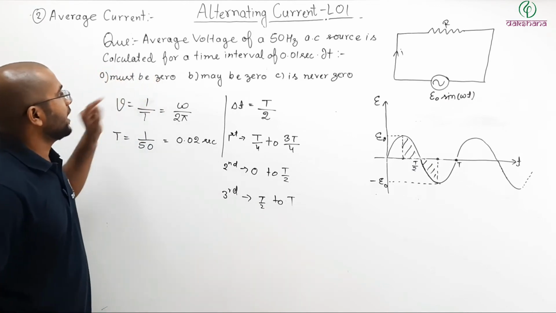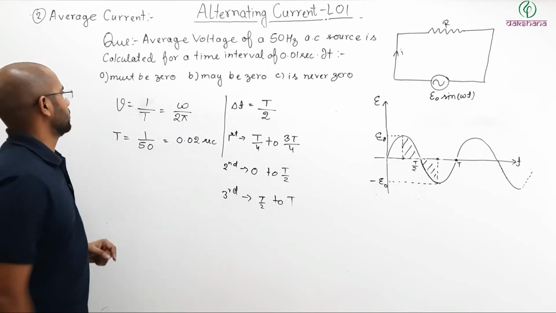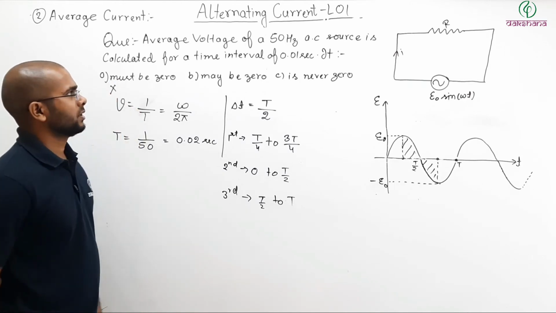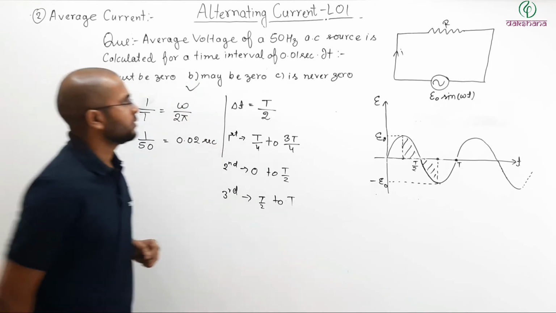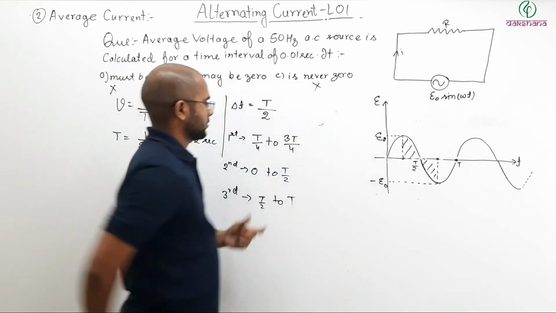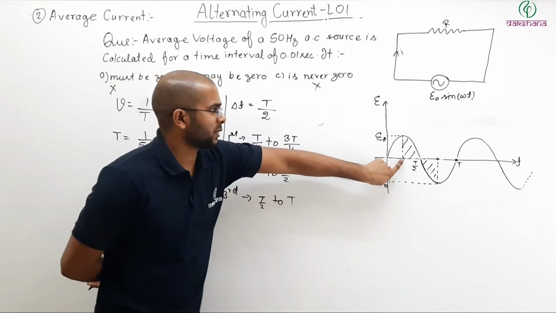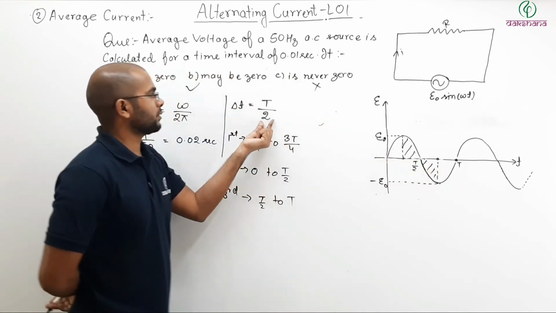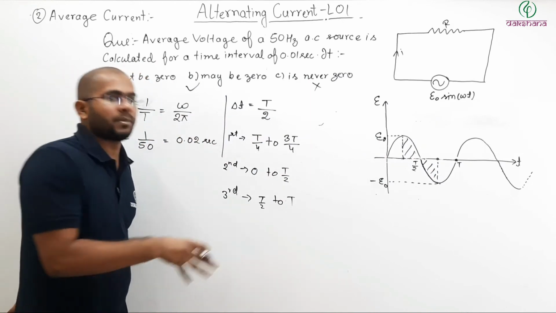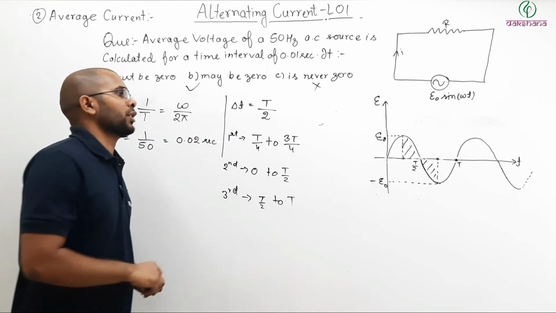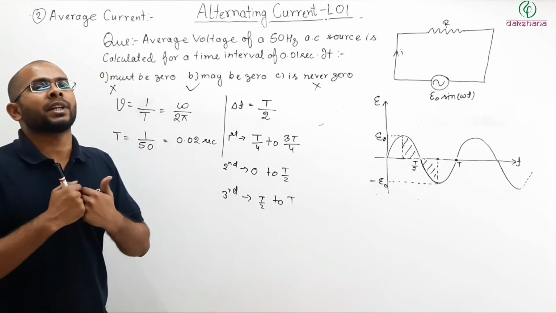So here it must be 0? No, it must not be 0. May be 0? Yes, it may be 0. Is it never 0? No, we have seen in the first case, from here to here, the time period is t by 2. The time interval is t by 2 and it is 0. So it may be 0 depending upon from where to where you are taking that time interval.